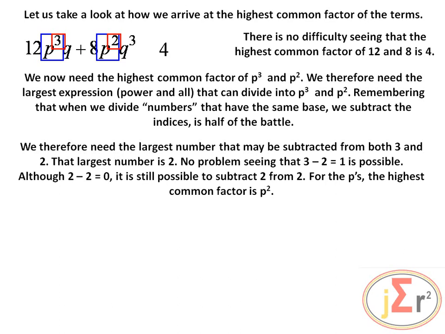No problem seeing that 3 minus 2 is equal to 1. That is possible. Although 2 minus 2 is equal to 0, it is still possible to subtract 2 from 2. For the p's, the highest common factor is p squared, because 2 is the largest number that can be subtracted from the indices.